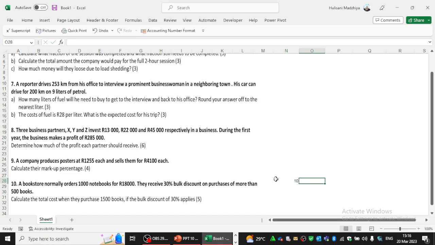So number 10, it's as follows. For every 500 books that we buy above 500, we're going to receive 30%. The bookstore normally orders 1,000 notebooks for 18,000, and then it says that they receive a 30% bulk discount on purchases of more than 500. So calculate the total cost when they purchase 1,500 books if the bulk discount of 30% applies.